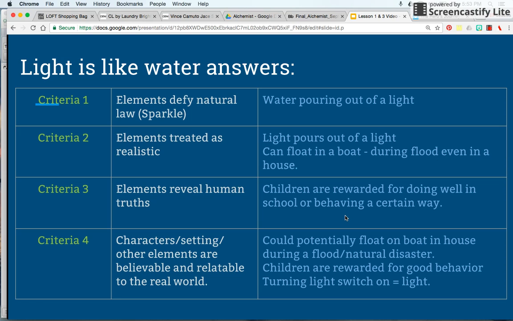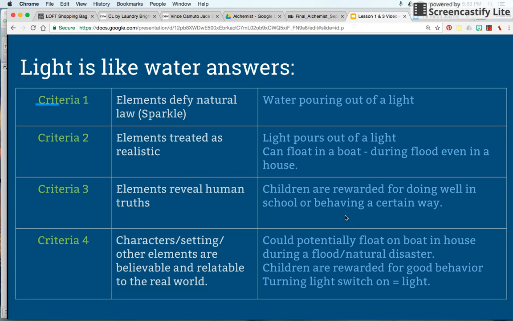Now that you've handed in your answers, here are some examples of what you might have put down. So in an element of where it defies natural law, the whole idea of the story is that water is pouring out of the light bulbs. Okay, so he's taking a figurative language element and making it into a realistic thing. Water can't actually pour out of the lights, okay?